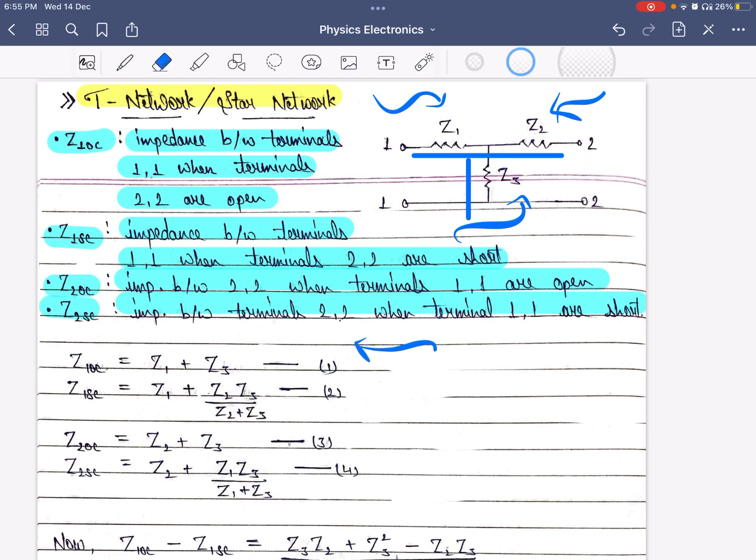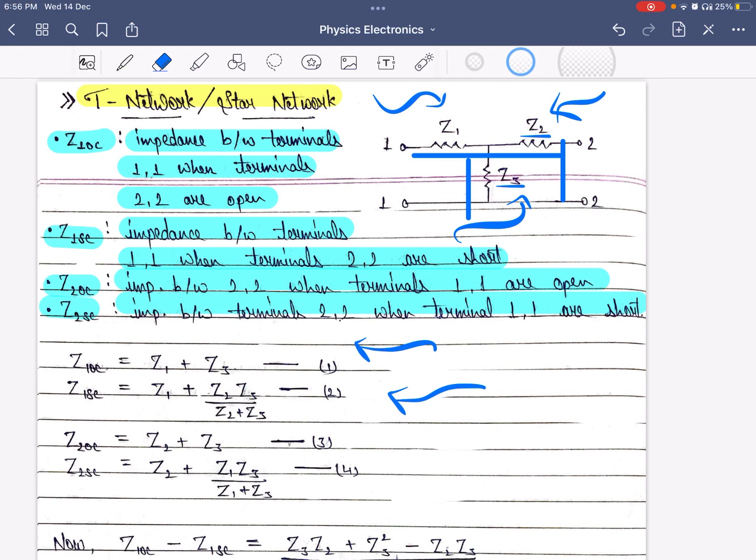For the impedance Z1SC, the output terminals 2-2 are short. Then the impedance Z2 and Z3 are in parallel, which will be in series with Z1. So Z1SC will be Z1 plus Z2 Z3 by Z2 plus Z3.